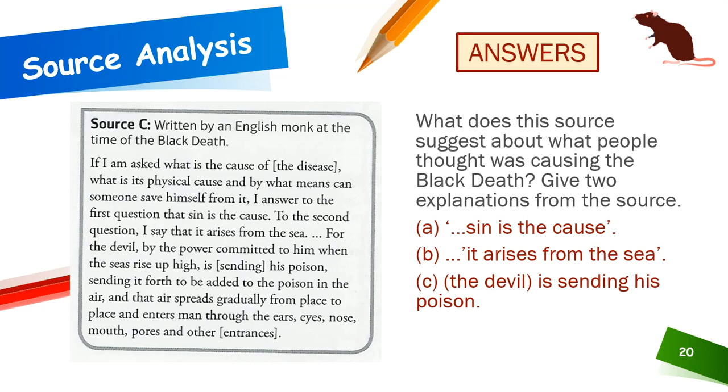Welcome back. Here is the answer to our source analysis. What does this source suggest about what people thought was causing the Black Death? Give 2 explanations from the source. Well, I found 3 from the text. Firstly, sin is the cause. Secondly, it arises from the sea. And thirdly, the devil is sending his poison.